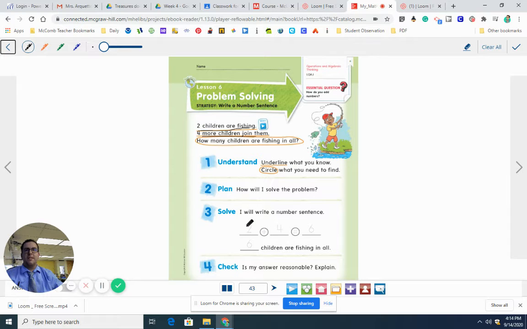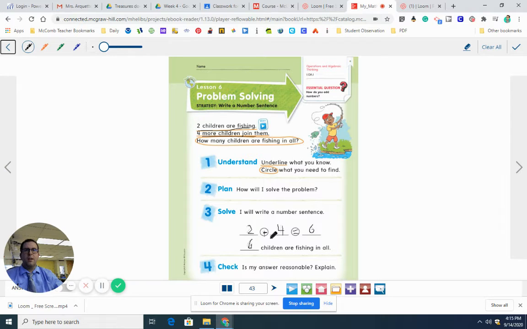Now, I'm going to write my sentence down here, which they already did, so we're going to trace it. So 2 plus how many came to join them? Don't forget your plus sign. 4 came to join them. 2 plus 4 equals 6. So how many children are fishing in all? We're going to go back and answer that circled question. There are 6 fishing in all.